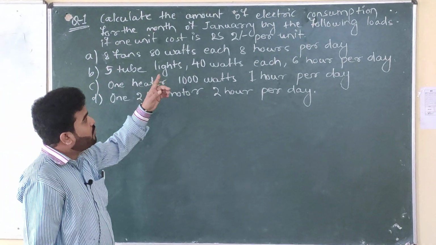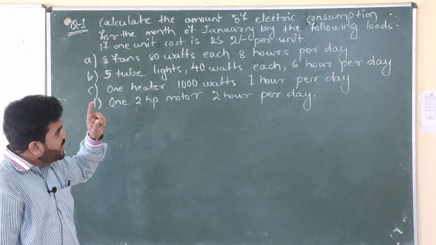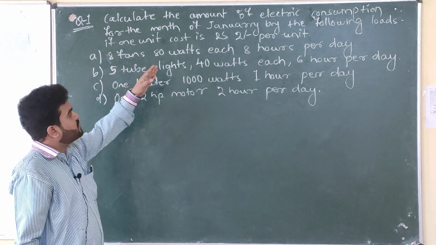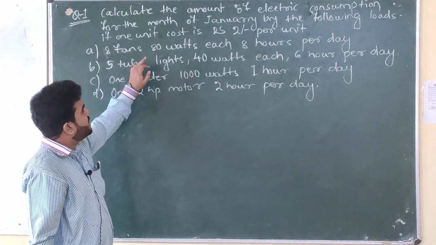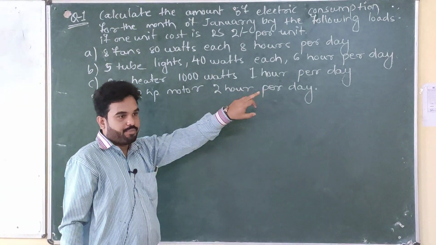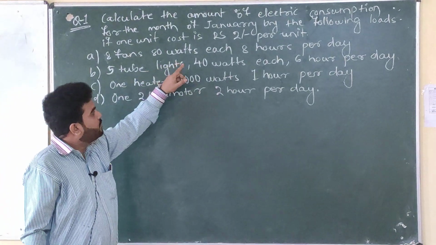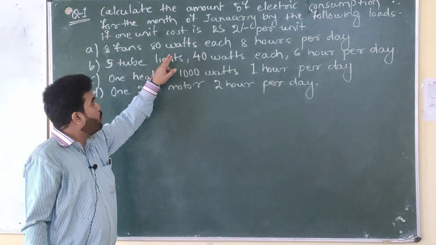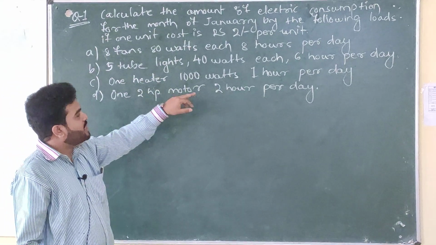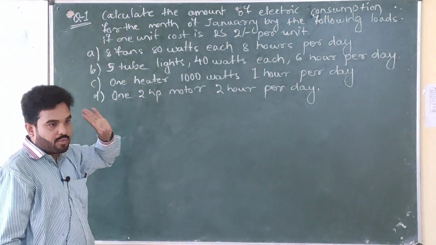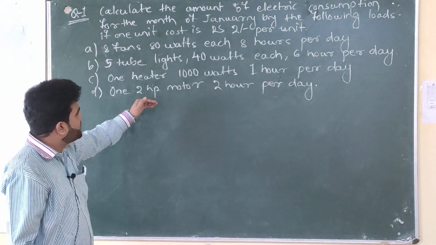Calculate the amount of electric consumption for the month of January by the following loads, if 1 unit costs Rs 2. First, 8 fans of 80 watts each, 8 hours per day. Then 5 tube lights of 40 watts each, working 6 hours per day. Then 1 heater of 1000 watts, 1 hour per day. Then one 2 HP motor, 2 hours per day.